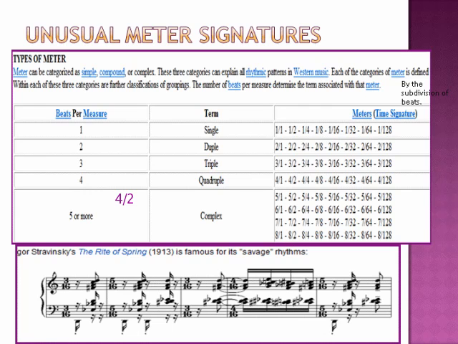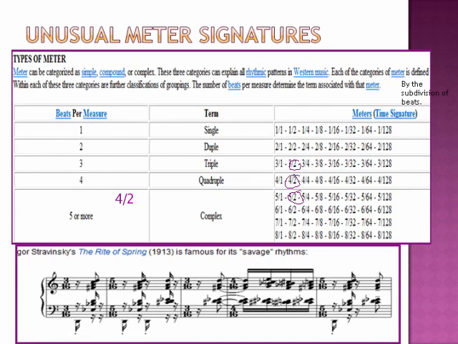4/2 time, or 4/2 meter, would be 4 beats in a measure, and a half note gets 1 beat. It's pretty common to have the 2 on the bottom where the half note is actually getting 1 beat. There's a bunch of them over here where a half note gets 1 beat.